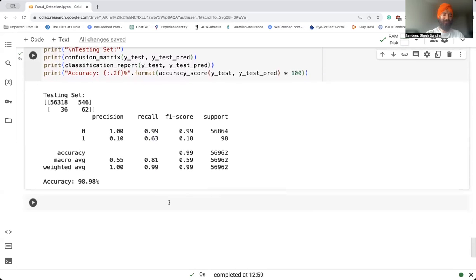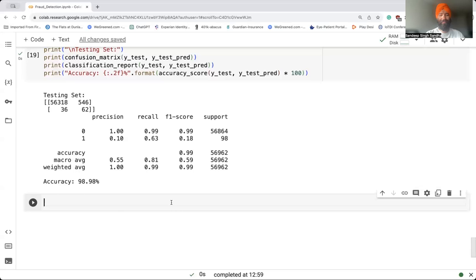This is a very simple example for getting started in this domain. And I hope you all enjoy learning more about credit card fraud detection.